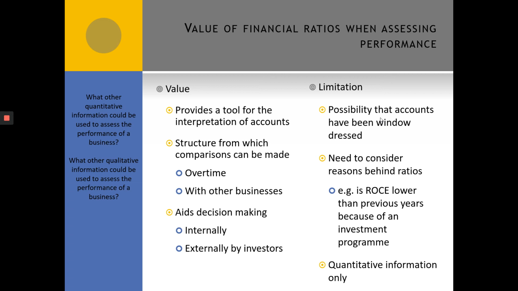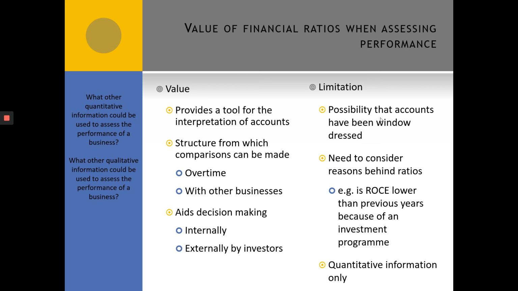Potential drawbacks are that your accounts, so your balance sheet and your income statement, could have been window dressed. And by that, it doesn't mean fiddled or forged, it means presented in a more popular light. So instead of saying we've made a 75% loss this year, you would say we've made 25% profit. It's taking the figures that you've got and presenting them in a more positive light.